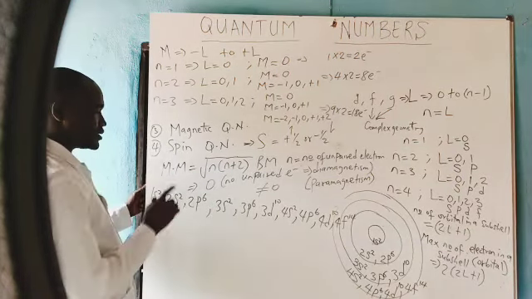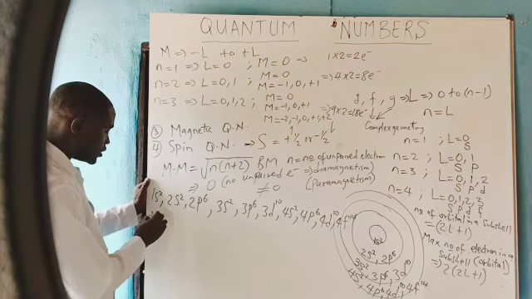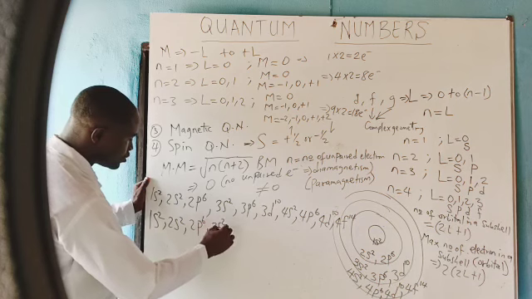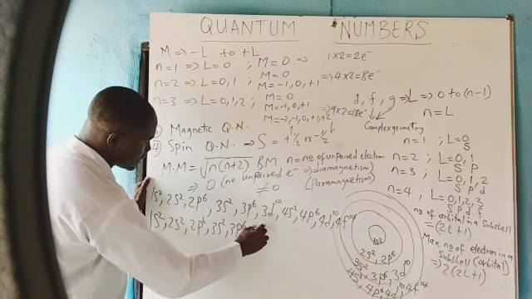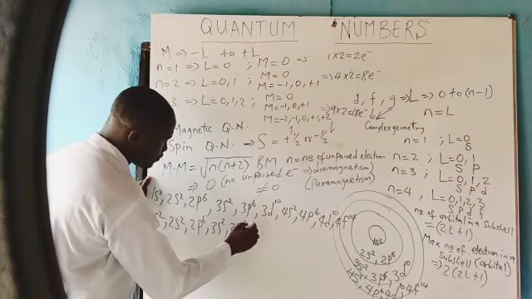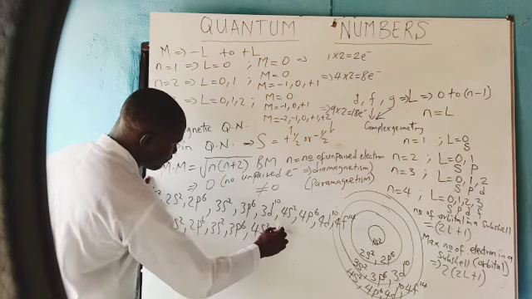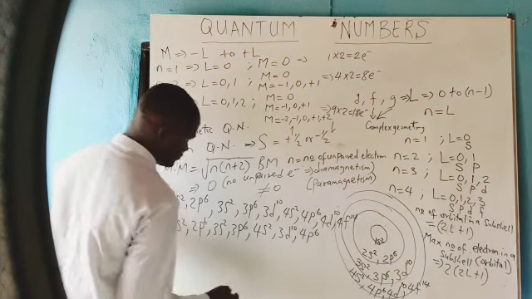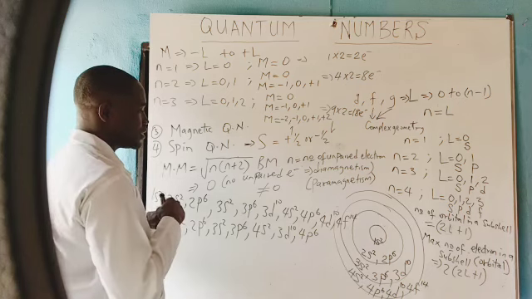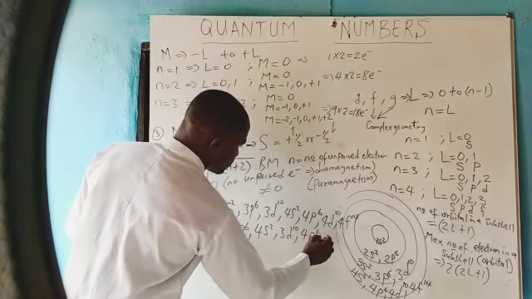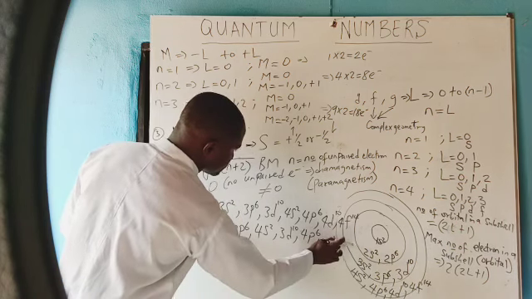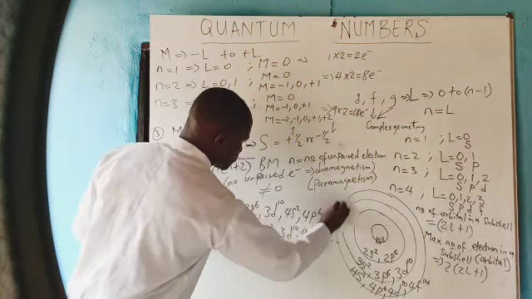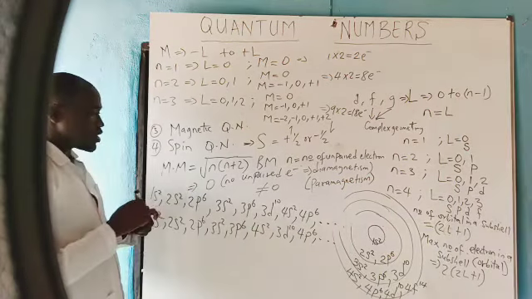Now, look at this as we write another one. 1s2, 2s2, 2p6, 3s2, 3p6, 3d10, 4s2, 3d10, 4p6, etc. We are looking at something now.